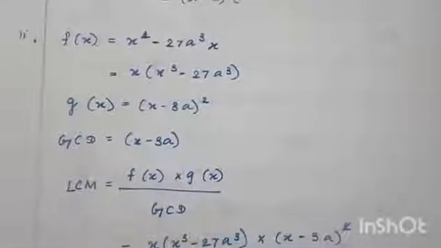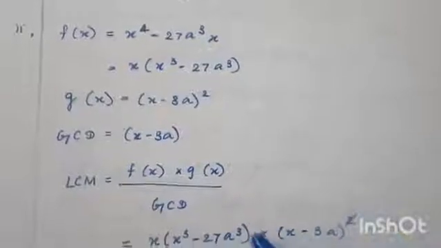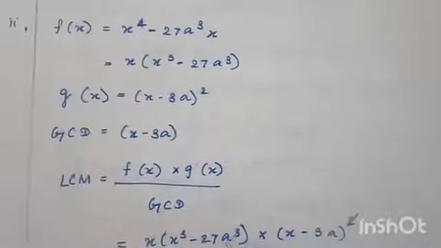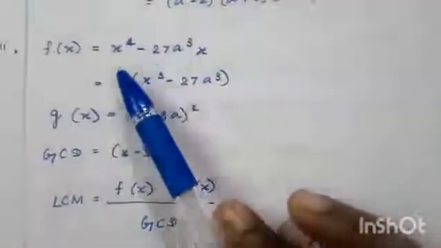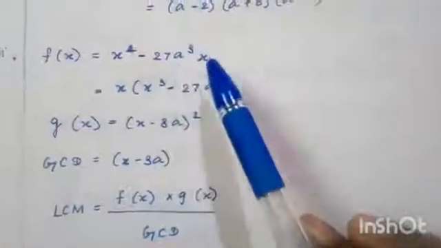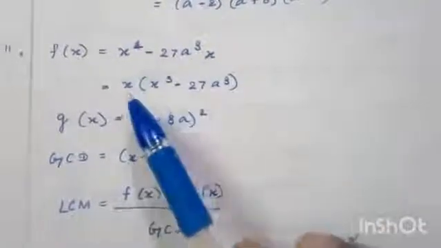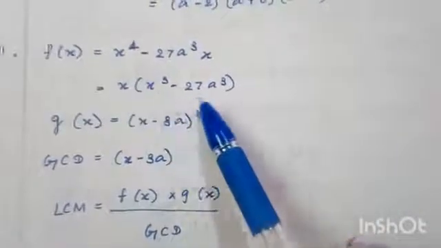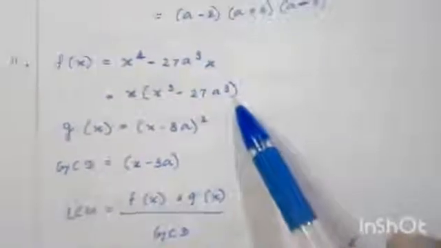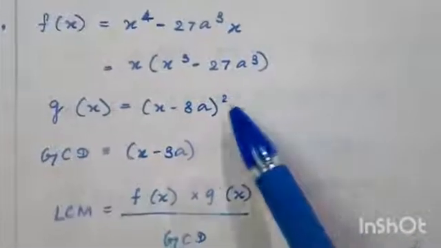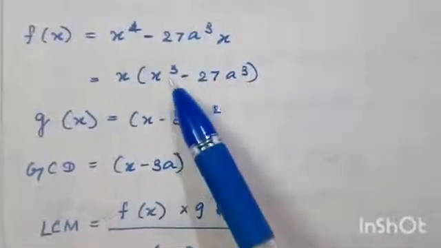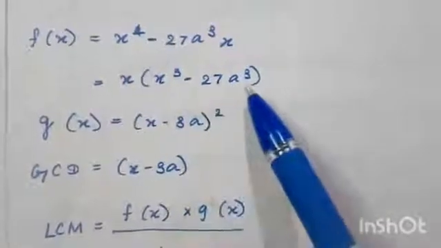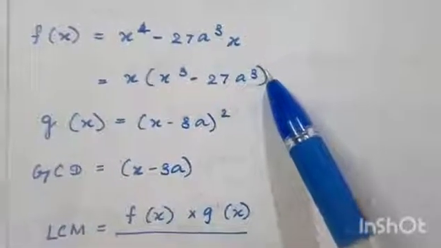Second problem, I said try it yourself, but here are some problems that show how to use the identities, which I am going to explain to you. For the first, f of x is equal to x power 4 minus 27 a cube x. Since x is common, you have to take it outside, so x cube minus 27 a cube. For the second, g of x is equal to x minus 3a whole square. The GCD is in the form a cube minus b cube, it is 3a whole cube. That we will see now.